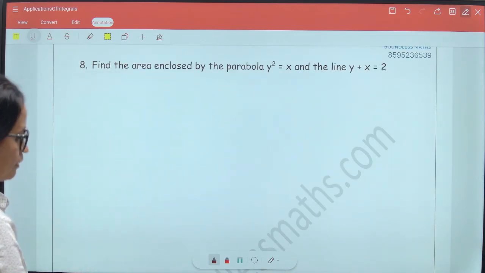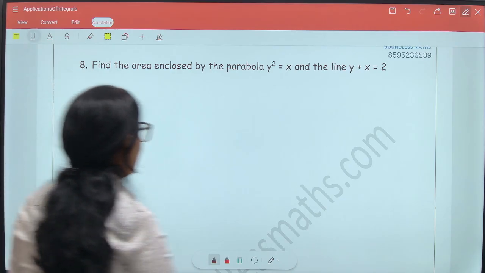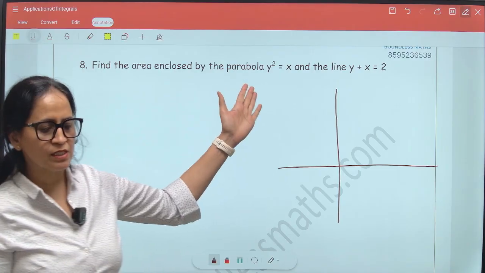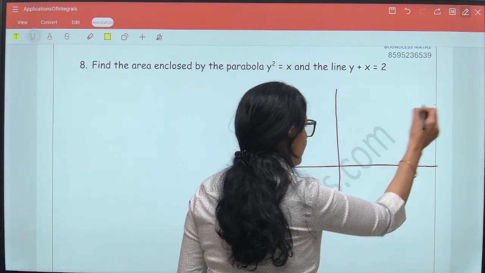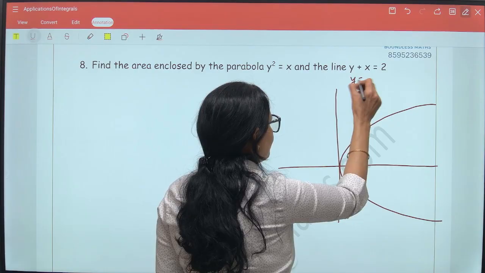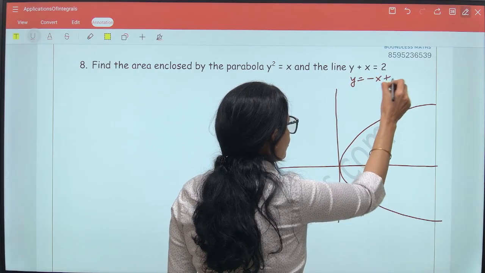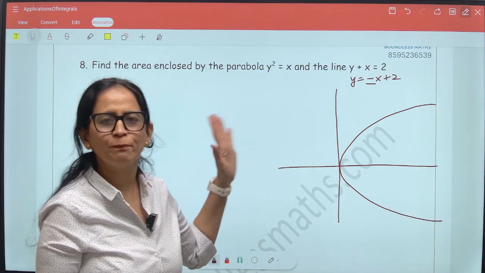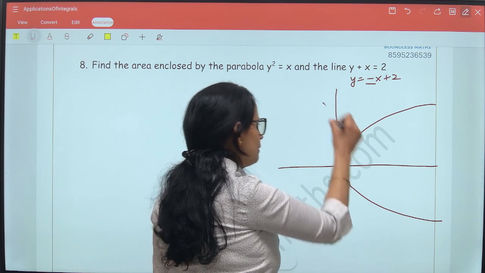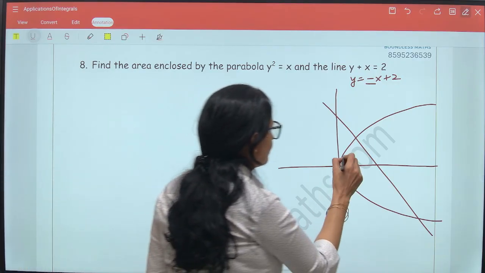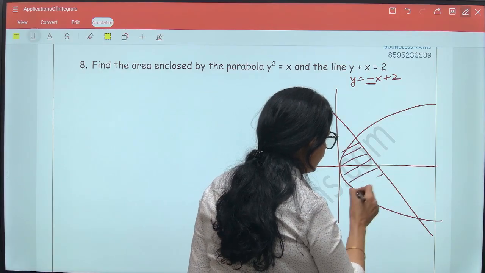Find the area enclosed by the parabola y square equals x and the line y plus x is equal to 2. So the parabola is y square equals x. Where will it open? y square equals x means right side facing parabola. y is equal to mx plus c, get into that form. y is equal to minus x plus 2. So that means the slope is negative. So this line is going to make an obtuse angle with the x-axis. So it will be something like this. Find the area enclosed. So you just need to find the enclosed area. That means this is the required area.